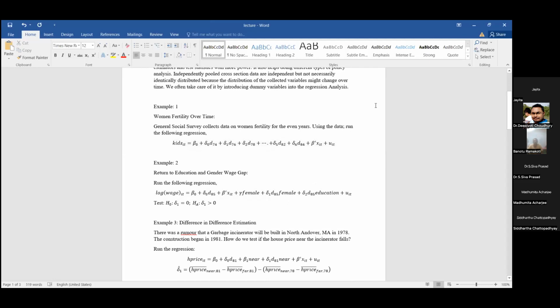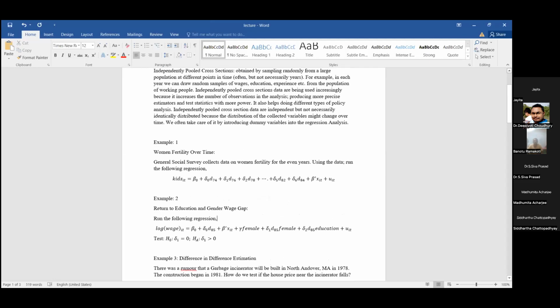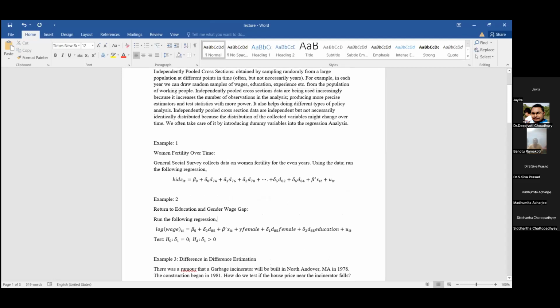And as I said, since the observations are independent, they might not be identically distributed. How do I take care of that? By simply introducing these dummy variables. If I introduce this intercept dummy, I am simply saying, okay, the mean of the distribution is changing, and I am allowing it to change over here. Okay, so this is one thing.